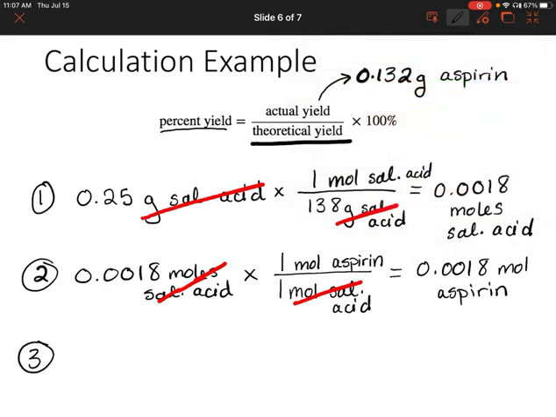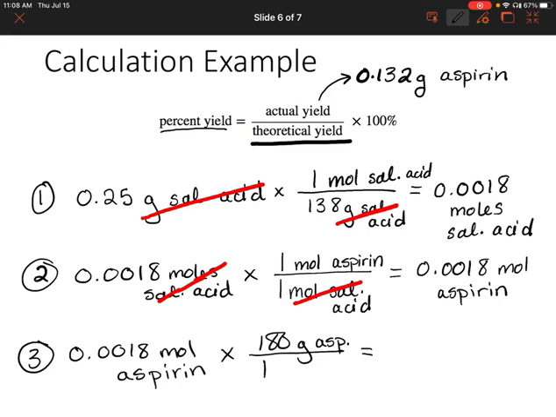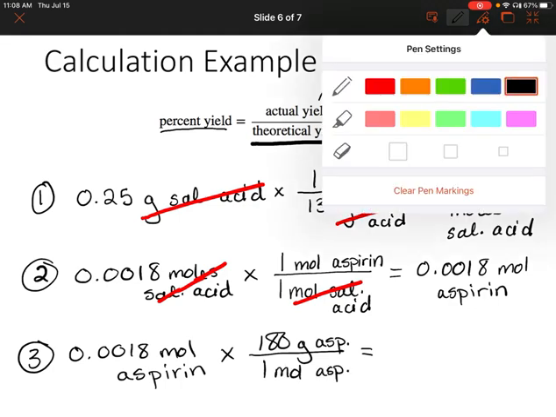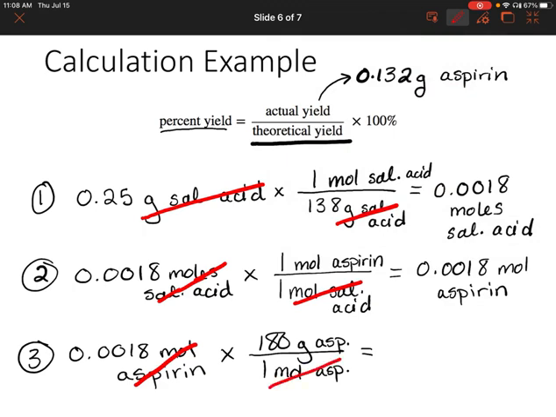So now we're in the last step, and we need to convert moles of aspirin to grams of aspirin to get the theoretical yield of aspirin. So remember, we said the molar mass of aspirin was 180 grams per mole. So what would we put in the numerator? Grams of aspirin. And we'll put 1 mole of aspirin in the denominator because that's what we want to cancel. So we're just going to multiply 0.0018 by 180. So feel free to pause the video, do this calculation real quick, and then you can unpause and check your answer.